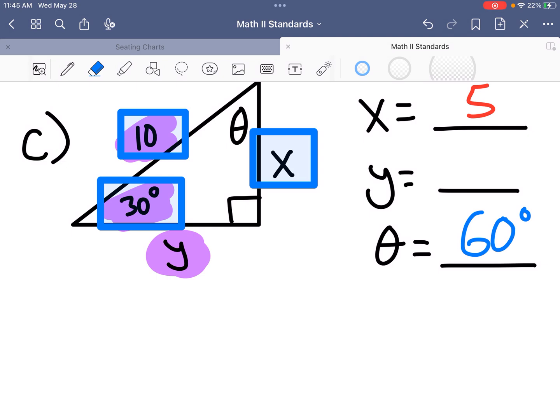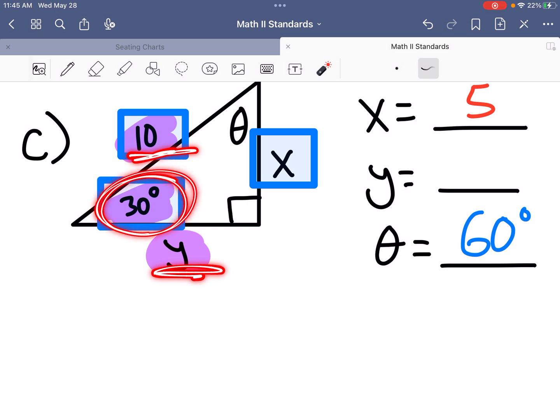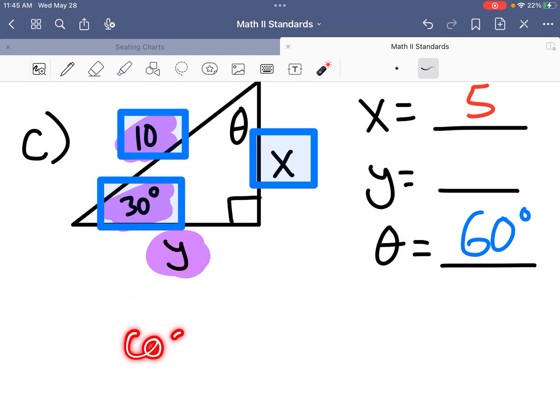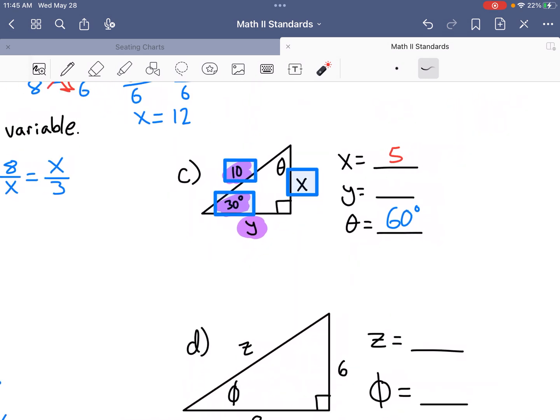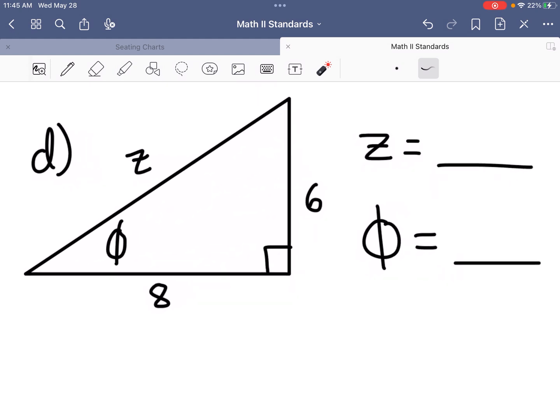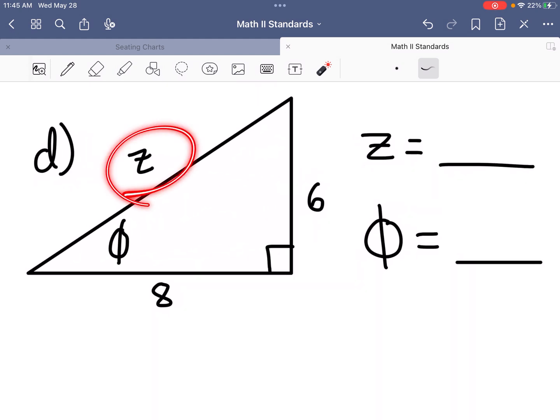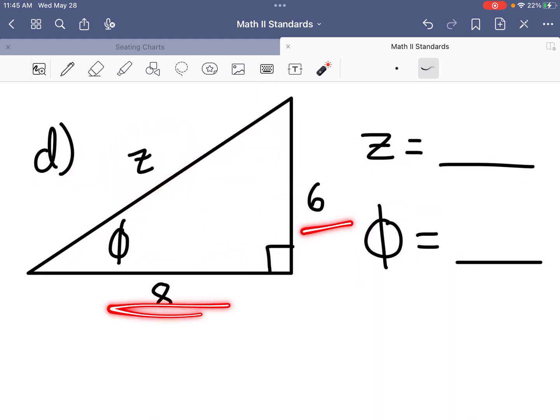Yes, we're trying to solve for y. So looking at our triangle, adjacent side, hypotenuse, angle, cosine, adjacent over hypotenuse, cosine 30 is equal to y over 10, and we would solve that just like we did the last one. Now, part D down here, z is the 3rd side of this right triangle. You could use the Pythagorean theorem, or we could figure out what this angle is and then do trigonometry, but the best thing to do is just do the Pythagorean theorem.